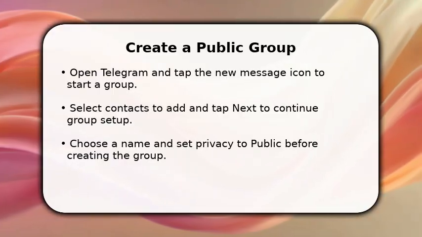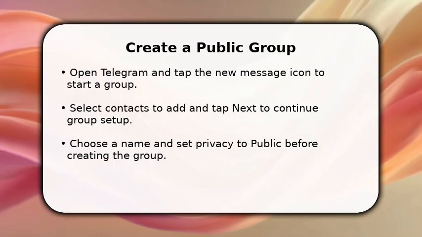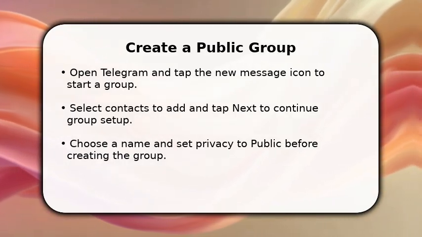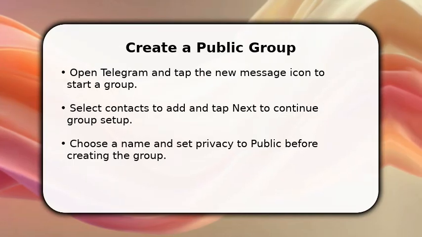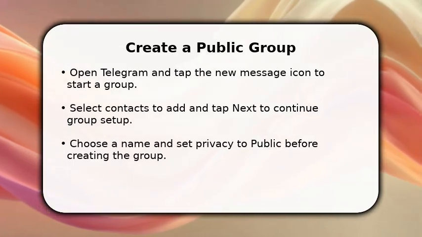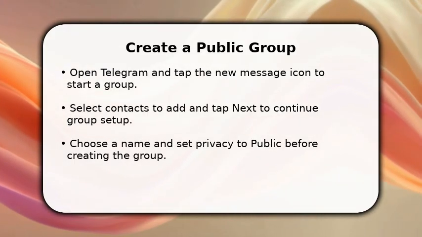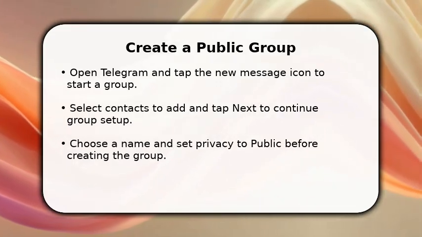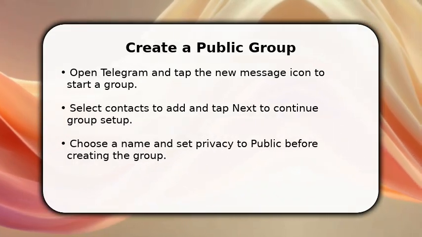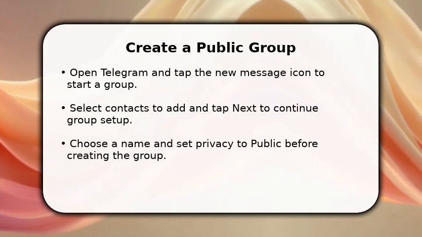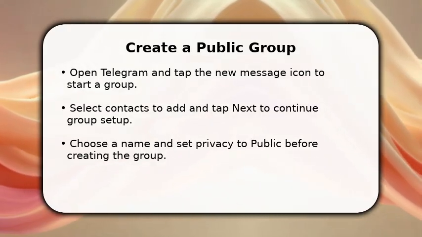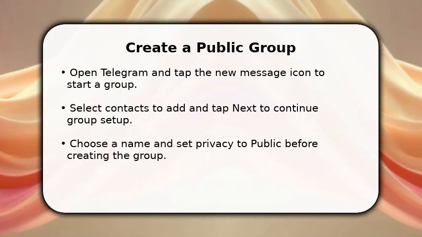In this video, I will explain how to make a public group on Telegram, an easy guide. Open Telegram and tap the menu, then select New Group to begin. Add people or skip to create the group first. Go into Group Settings, choose Group Type, switch to Public, and pick a unique username. Confirm and share the invite link so others can find and join your public group instantly.